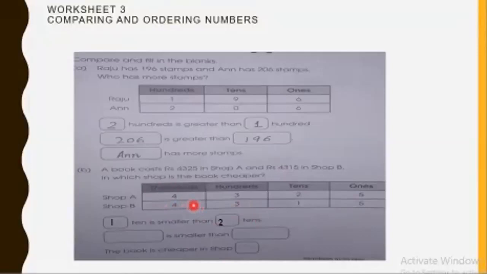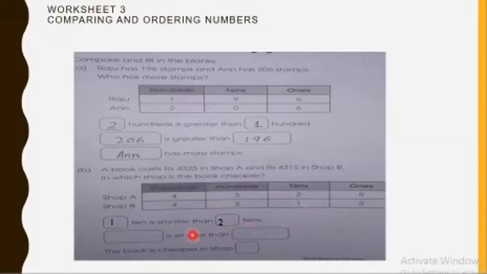Now you will understand, students, look at these arrow pointers, that the thousand value is the same, 4,000, 4,000. So you need to move on to the next value, that is hundreds, 300, 300. Over here we got the same value again, so we need to check the place value at the tens place. Yes, that is our box where the values are different, 2 and 1.